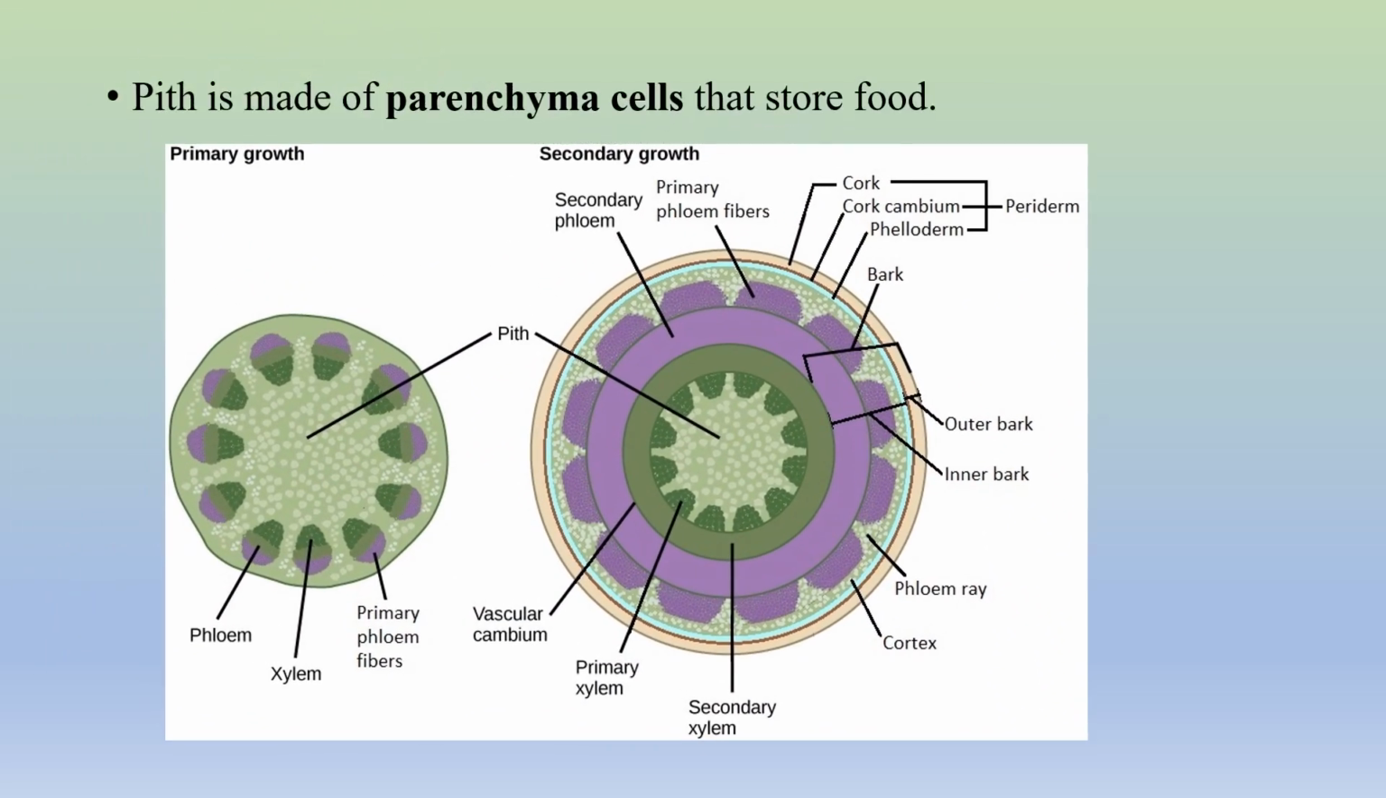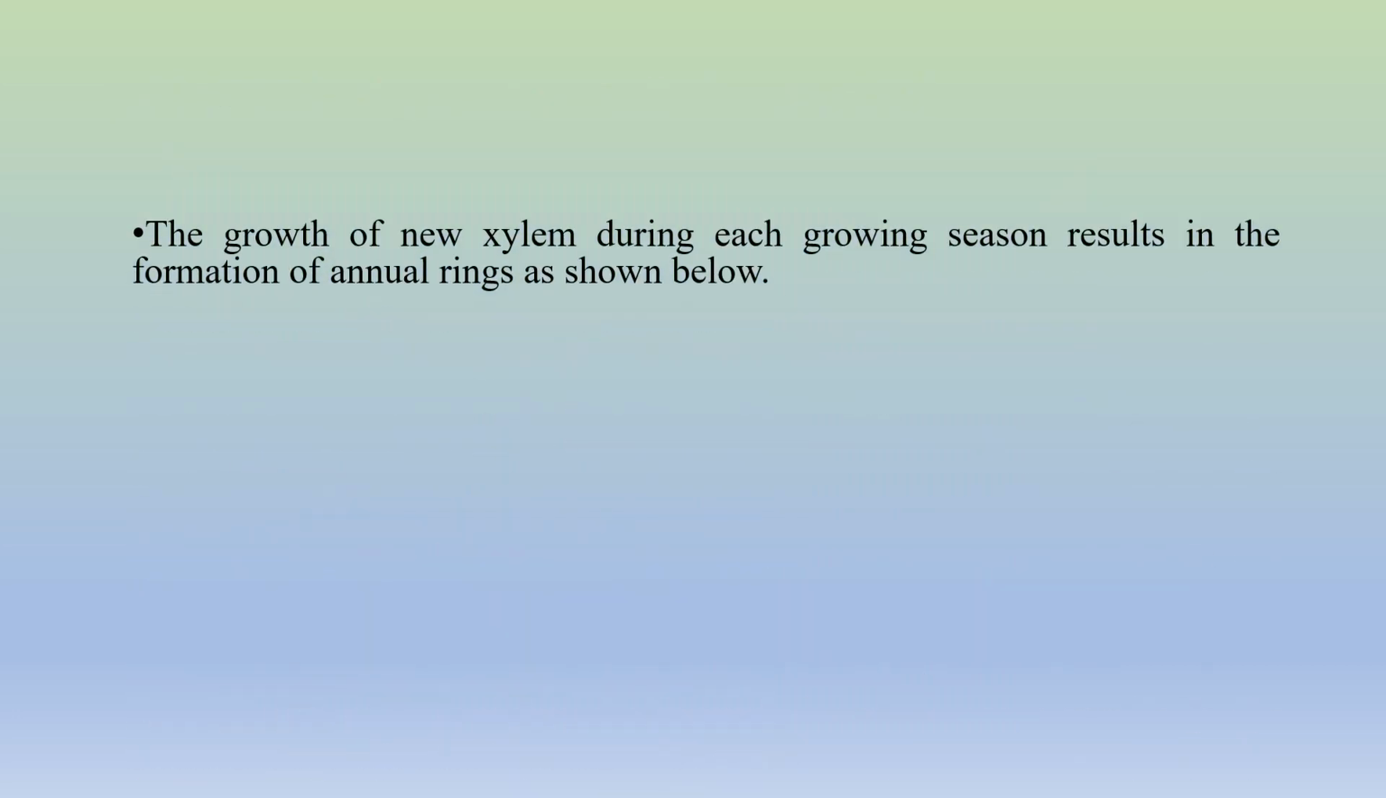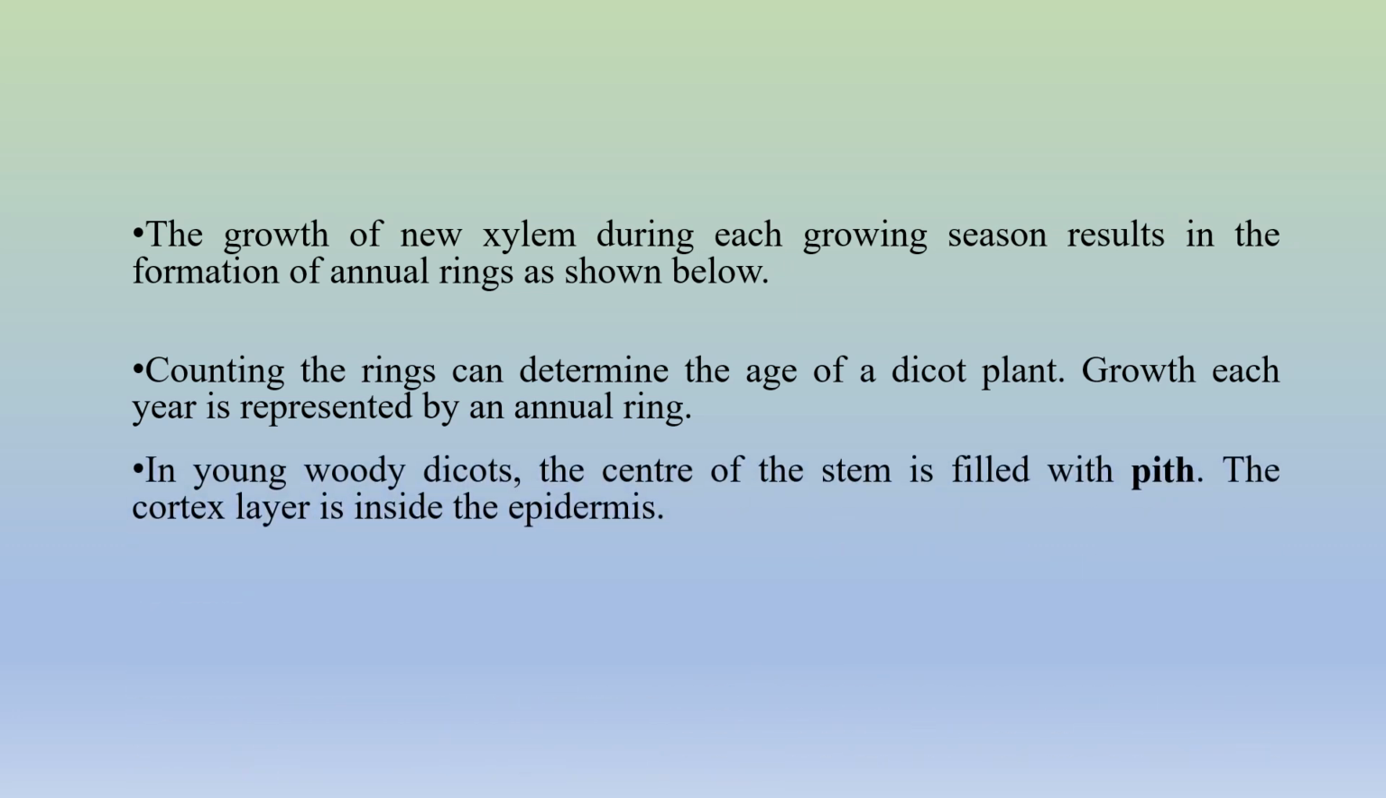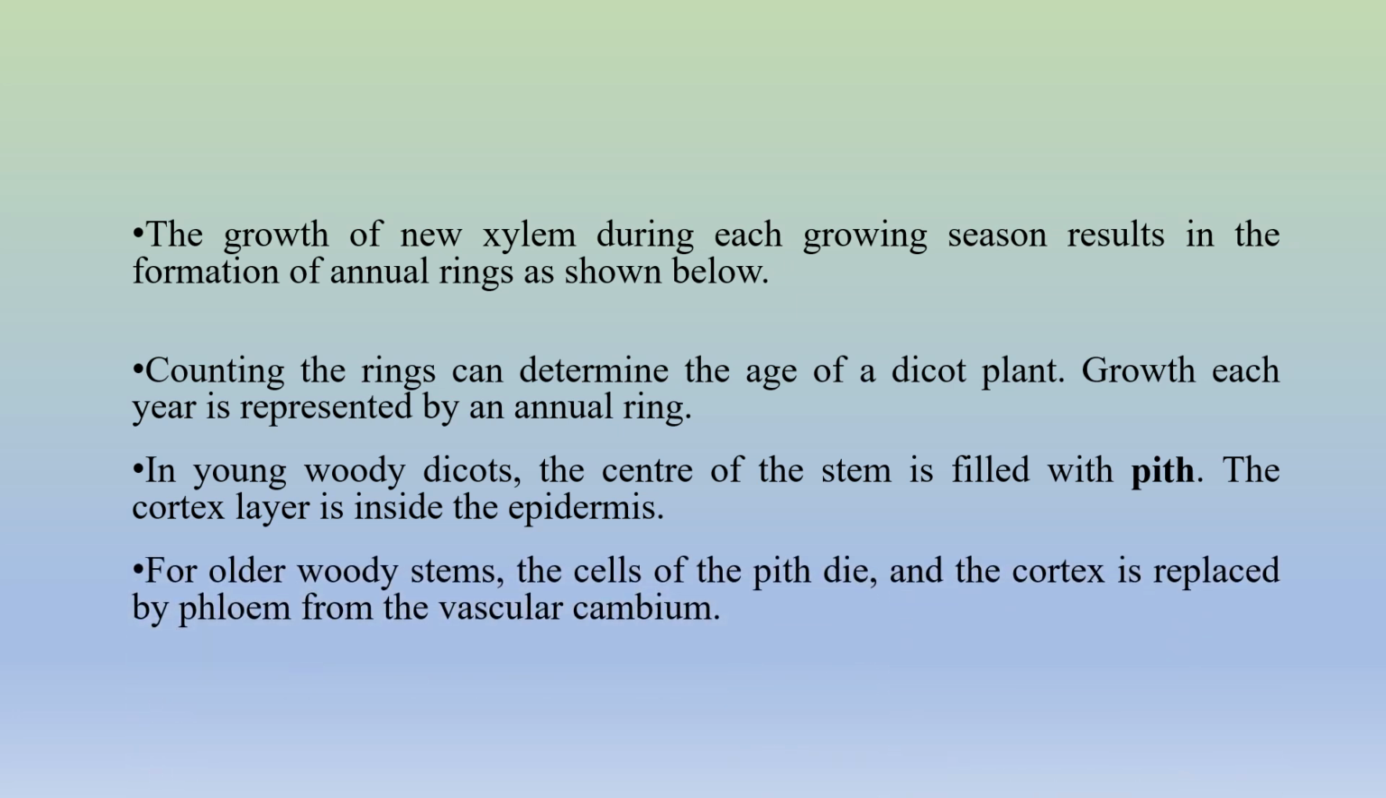The growth of new xylem during each growing season results in the formation of annual rings as shown below. Counting the rings can determine the age of a dicot plant. Growth each year is represented by an annual ring. In young woody dicots, the center of the stem is filled with pith. The cortex layer is inside the epidermis.